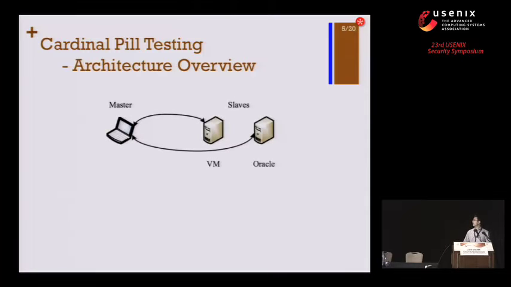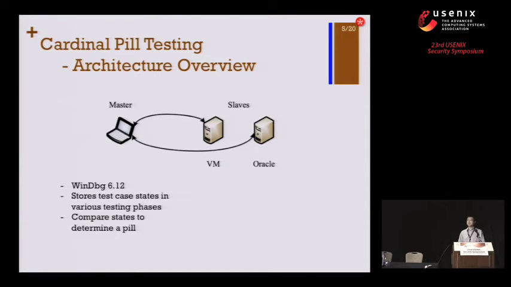So this is the overview of our testing architecture. Basically, we have 3 workstations. The left side is the master, and the right side are 2 slaves. On the master side, we install WinDbg for debugging, and the master stores test case states in various testing phases, which I will explain in the next slide. And finally, the master will compare states to determine if a test case is a pill or not.